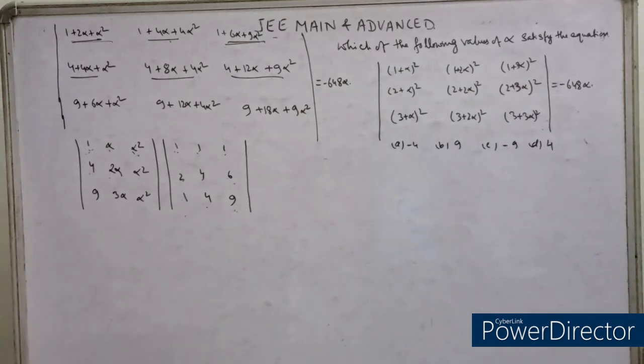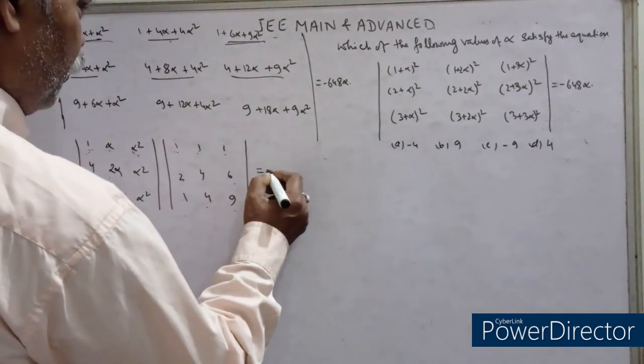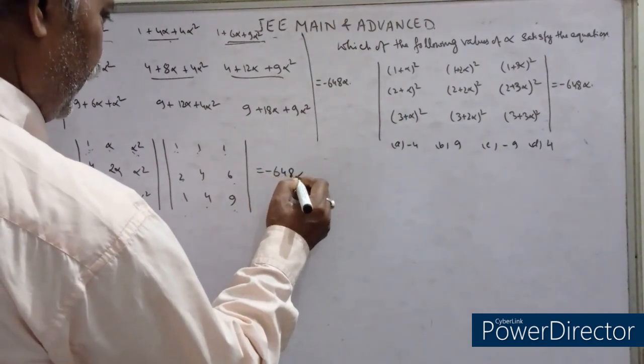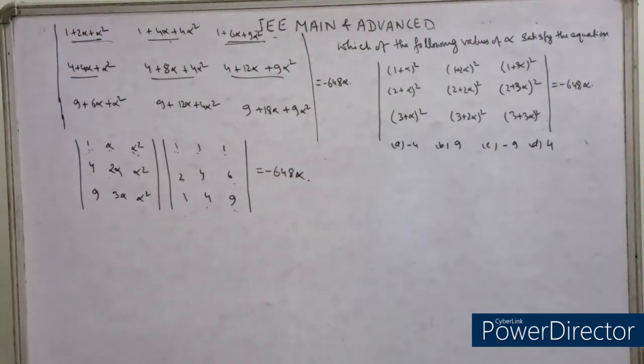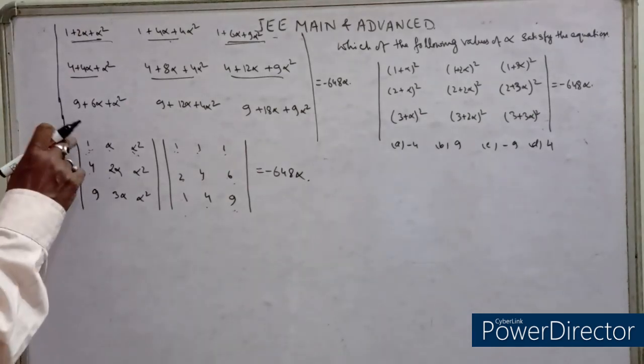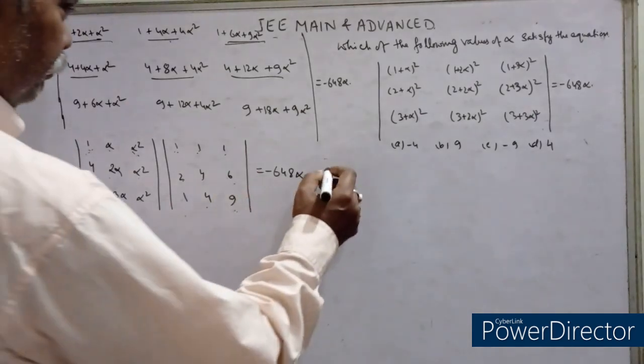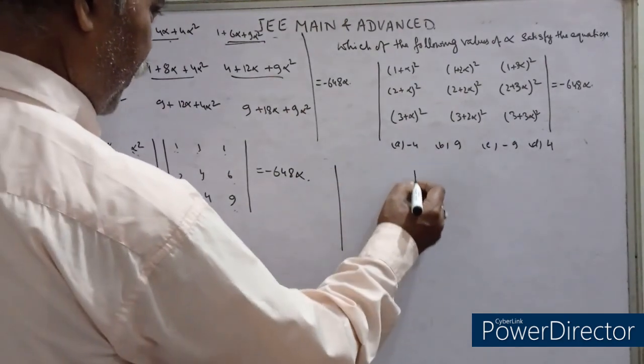I take the help of matrix multiplication, and this is equal to minus 648 alpha. So this is equal to minus 648 alpha. You see it clearly. I have taken the help of matrix multiplication, and how I did this, I think it is clear to you. That is, first of all I take the help of matrix multiplication.